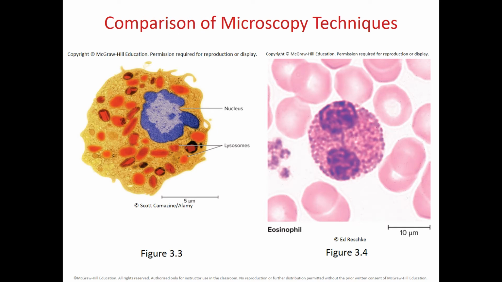So this is just to compare how this cell, which is called an eosinophil, looks with a light microscope on the right side, and how it will look with a scanning electron microscope, which is on the left. So this is the nucleus of the cell, and all of these that you see here, which are named lysosomes, these are the little granules that you see in here.